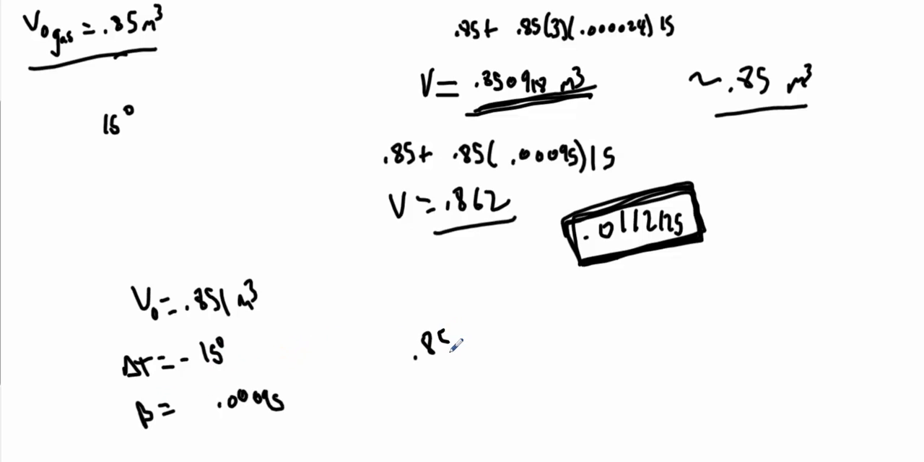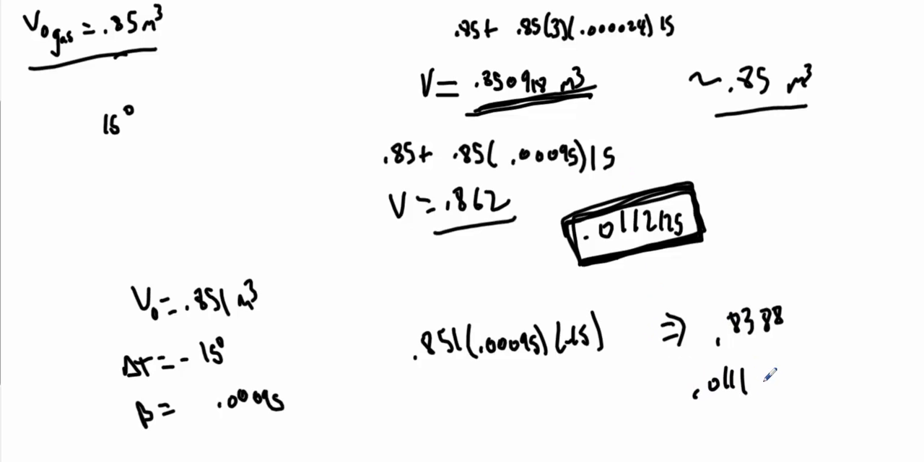So I'm going to take 0.851 times 0.00095 times negative 15. Okay, so 0.851 plus that gets me 0.8388. So the new volume of gasoline is 0.8388 cubic meters, and if I subtract that from 0.85, then I see that I'm going to need 0.0111 gallons, or not gallons, cubic meters, to fill it back up.